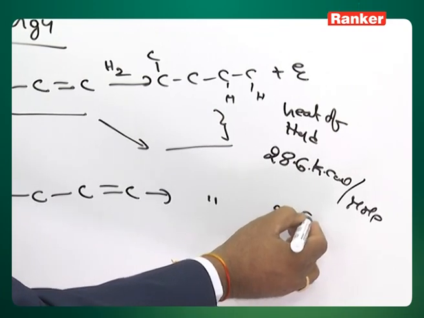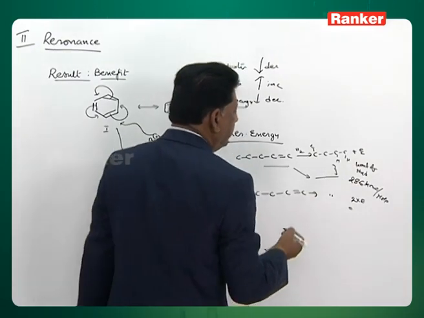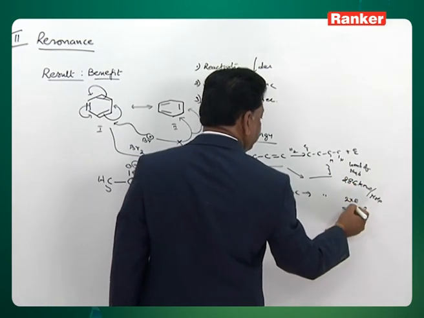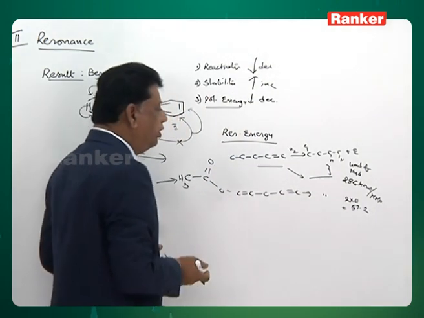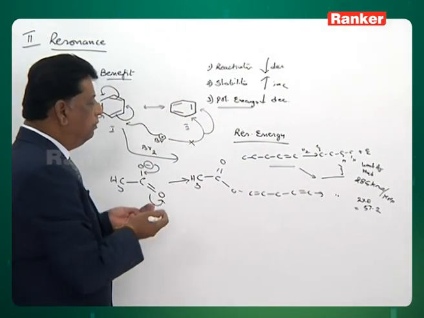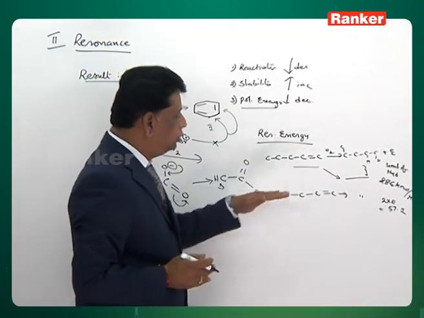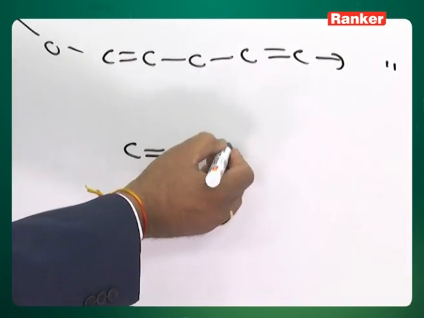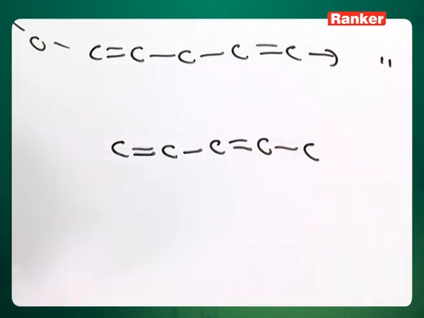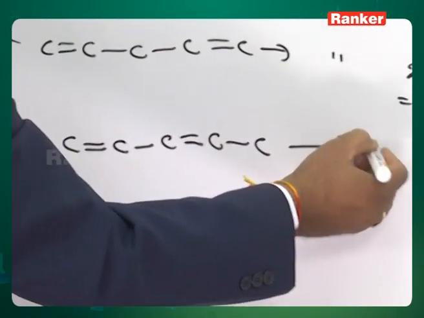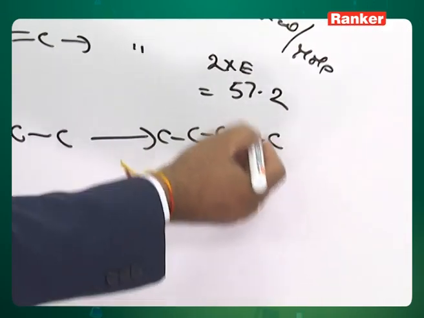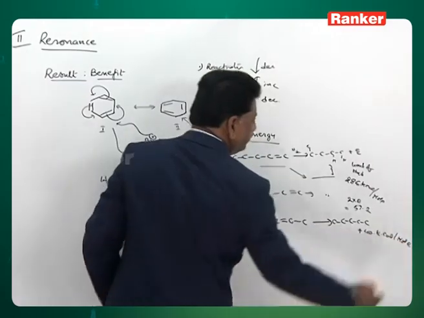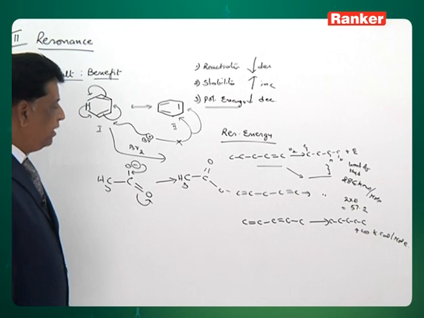2 into E will be formed, that is 2 into 28.6, which is 57.2 kilocalories of heat per mole liberated, because one double bond gives that much, two double bonds will liberate twice. But in one case, when the two double bonds are alternatively arranged, it is not liberated that much. It again gave n-pentane only, but E is only 40 kilocalories per mole liberated. Why not 57?